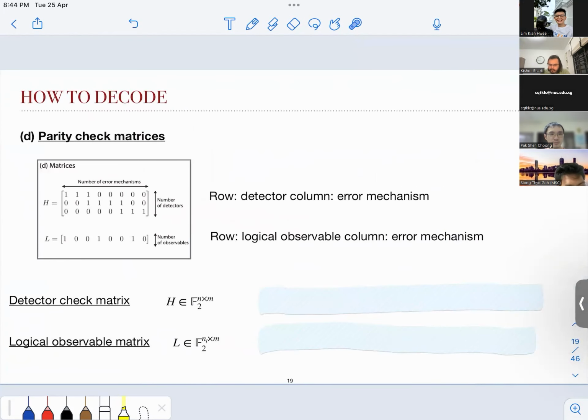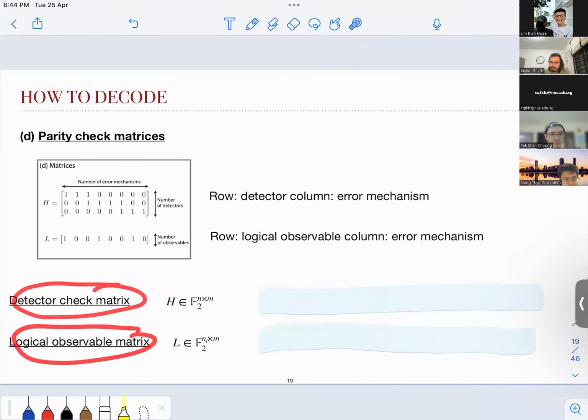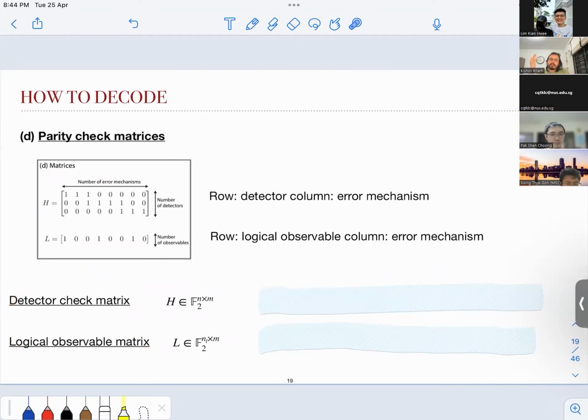After that, we have the notion of parity check matrices. Here you have two kinds of matrices: one is the detector check matrix, and another is the logical observable check matrix. So we talked about detectors, and we talked about logical observables.